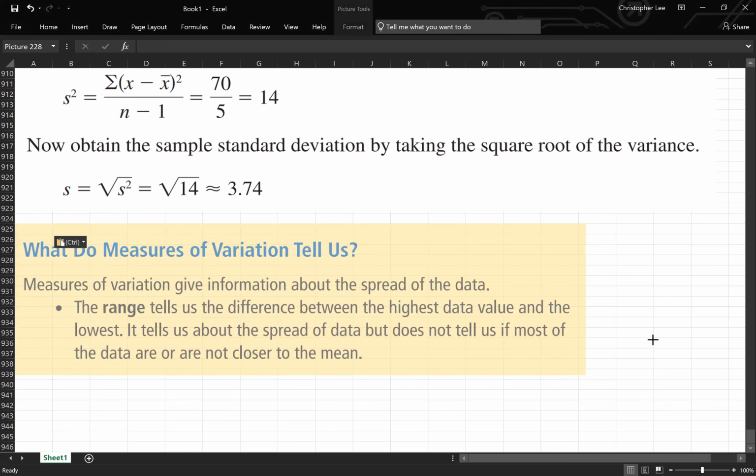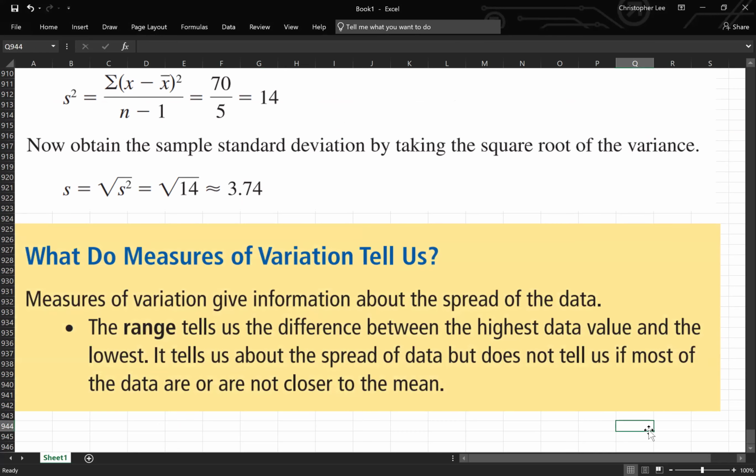So, what do measures of variation tell us? Measures of variation give information about the spread of the data. The range tells us the difference between the highest value and the lowest value. It tells us about the spread of the data, but does not tell us if most of the data are or are not closer to the mean. So the range tells us how far out the data in general is spread, but it's not telling us how far all the numbers are from the mean individually. That's what our standard deviation is telling us. All right.